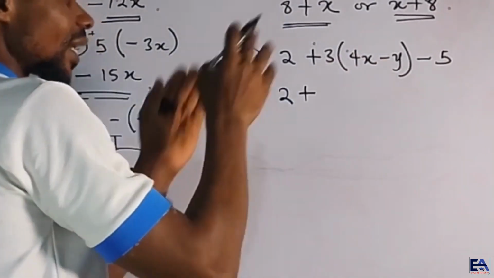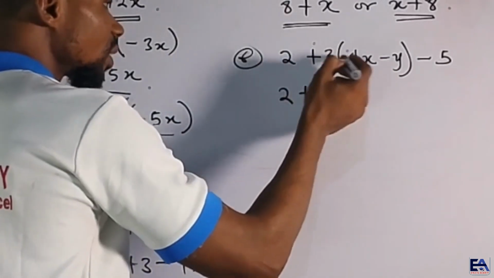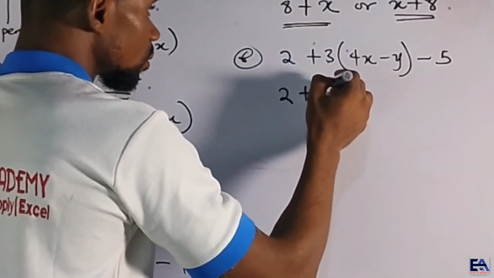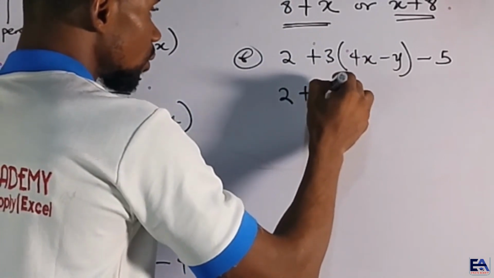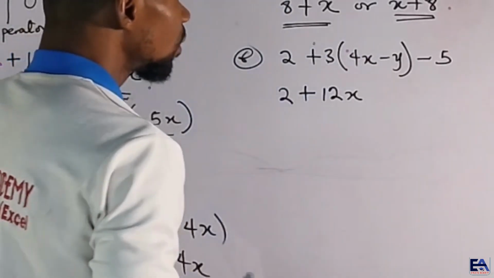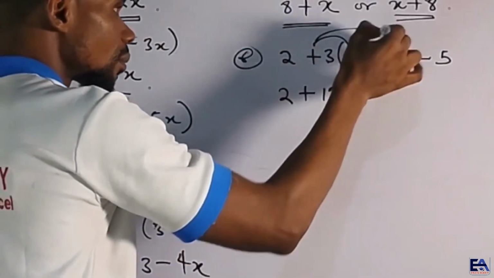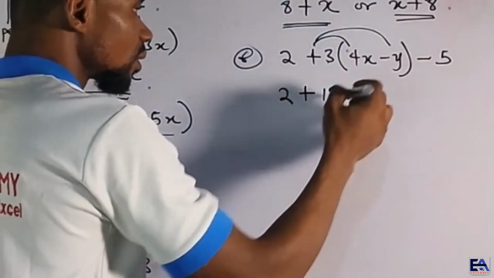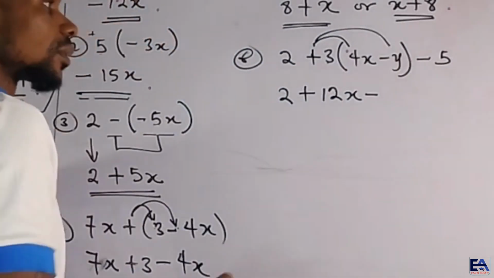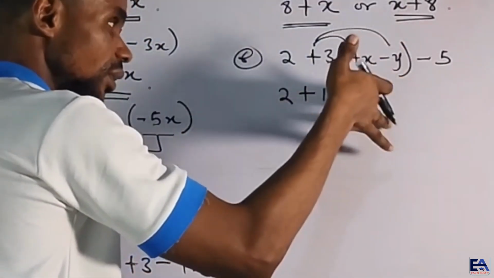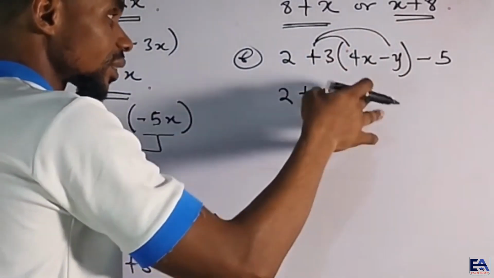It's the minus guy that changes things. Okay, so 3 times 4x gives you 12x. So we have 12x, okay? That is settled. Now again, plus times plus gives you plus, okay? It doesn't change anything. When plus multiplies something, the thing remains the way it is. The sign remains the way it is.